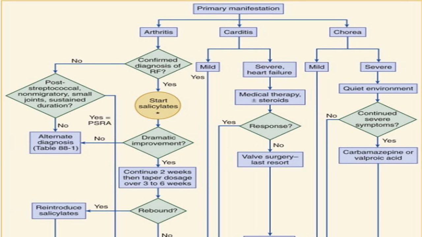This is a chart which tells you what treatment you do during arthritis, carditis, and chorea. At your leisure time, you can go through it. We have already mentioned all those things. Just have a look at this, because the most common are arthritis and carditis, and chorea is very rare, where usually we use carbamazepine and valproic acid, and you need secondary prophylaxis. In case of arthritis, mainly you require anti-inflammatory drugs, that is salicylates. In case of carditis, very rarely we require steroids, but mainly treatment of failure and aspirin is important.